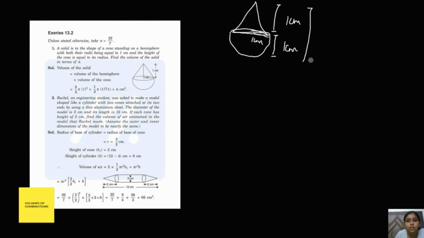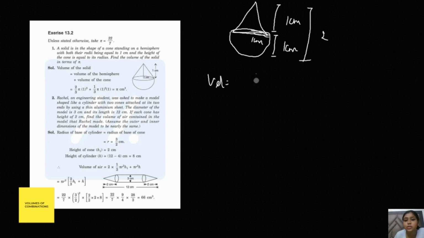Find the volume of the solid in terms of pi. It is very easy to calculate the volume because you don't have to consider either the curved surface or the total surface. In volume you have the direct formulas, just apply them.